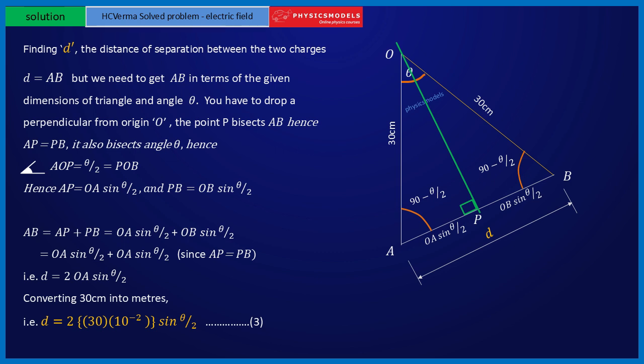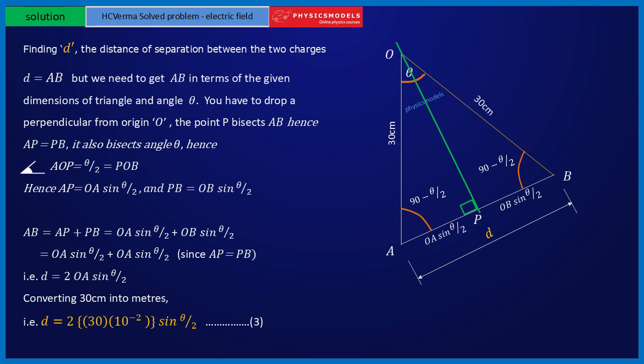Therefore, the opposite side of the triangle OAP becomes OA sine theta by 2, and the opposite side of the triangle OBP becomes OB sine theta by 2. The distance d between the charges is AP plus PB, and we can see how that becomes 2 into OA sine theta by 2. We know OA, that's 30 centimeters. We convert that into meters, plug it in, and we have got d in terms of theta.